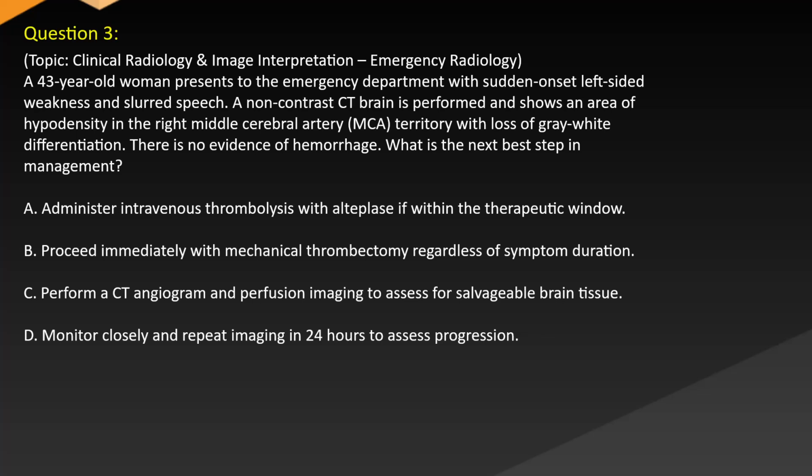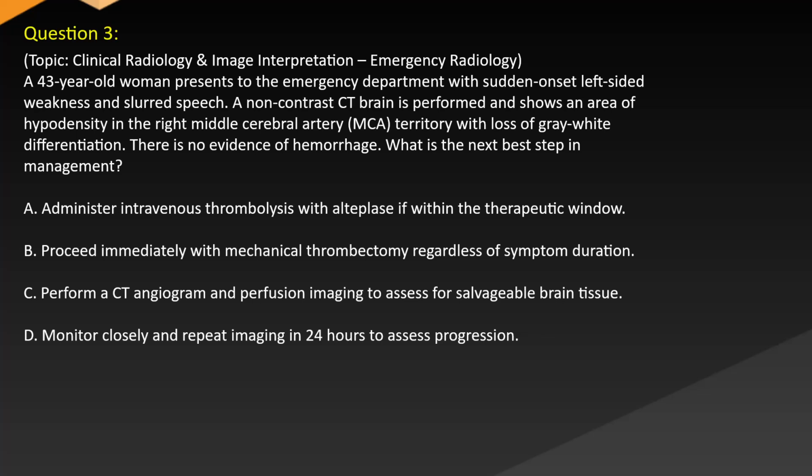Question 3, topic: clinical radiology and image interpretation. Emergency radiology. A 43-year-old woman presents to the emergency department with sudden onset left-sided weakness and slurred speech. Non-contrast CT brain is performed and shows an area of hypodensity in the right middle cerebral artery territory with loss of gray-white differentiation. There is no evidence of hemorrhage. What is the next best step?